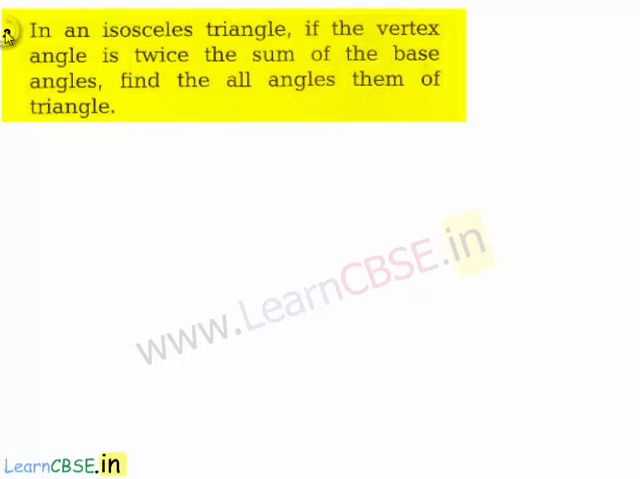Moving on to 27th question, B bit. In an isosceles triangle, if the vertex angle is twice the sum of the base angles, find all the angles of the triangle. Now moving on to solution.